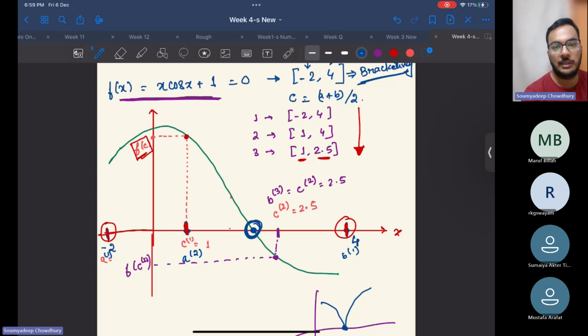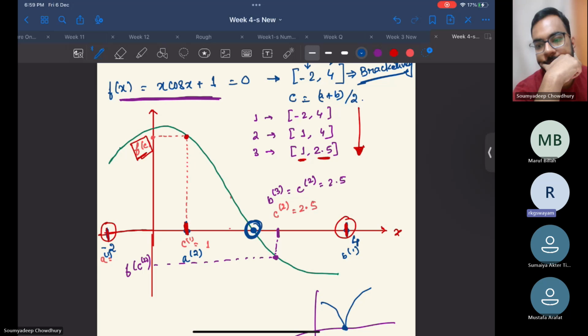I'll look into this once again and I'll get back to you. Okay, yes. There could be another scenario also, I was thinking of.